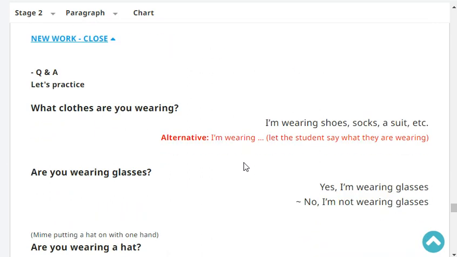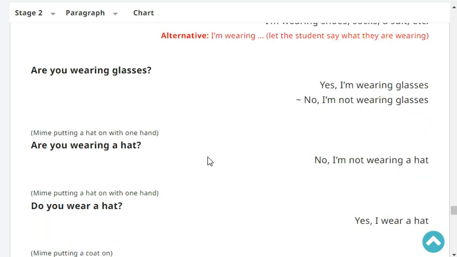What clothes are you wearing? I'm wearing a shirt. Very good. Are you wearing glasses? Yes or no? Yes, I'm wearing glasses. Wait, are you wearing a hat? No, I'm not wearing a hat.